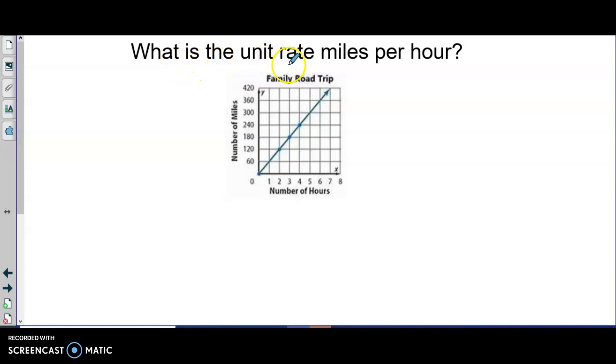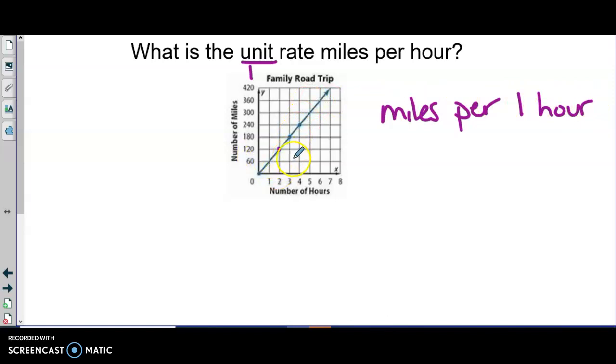It says, what is the unit rate of miles per hour? If we look over here at some of their points, they have a point right here, located at 2,120. That says that in 2 hours, they travel 120 miles. But we don't want to know how many miles they travel in 2 hours. If we're dealing with unit rate, it needs to just be 1. So we want to know how many miles they travel per 1 hour.